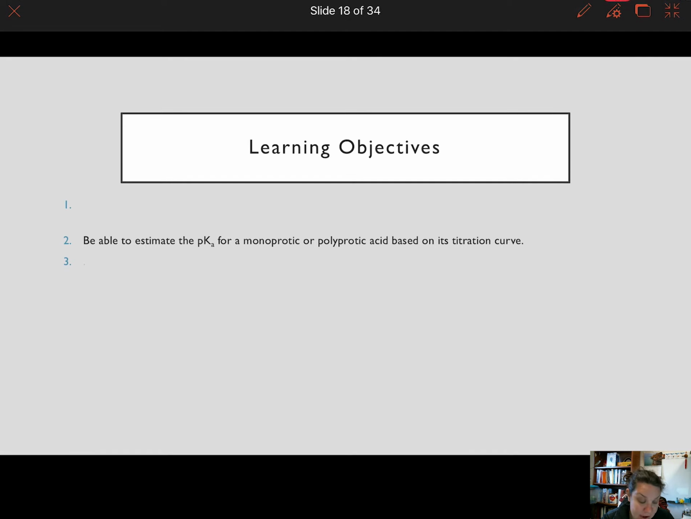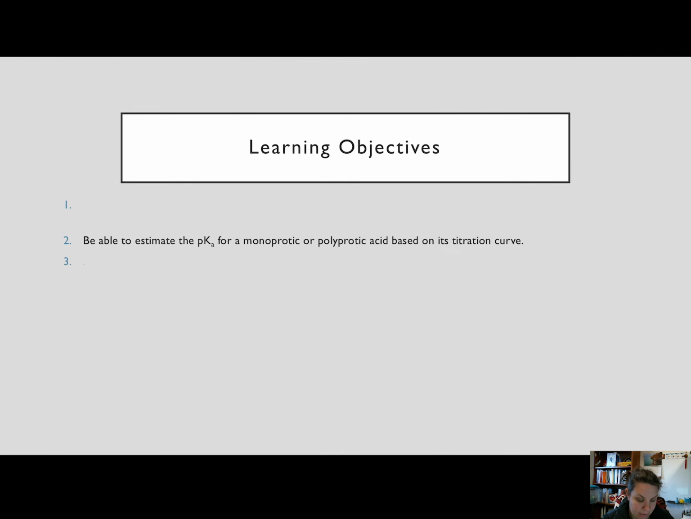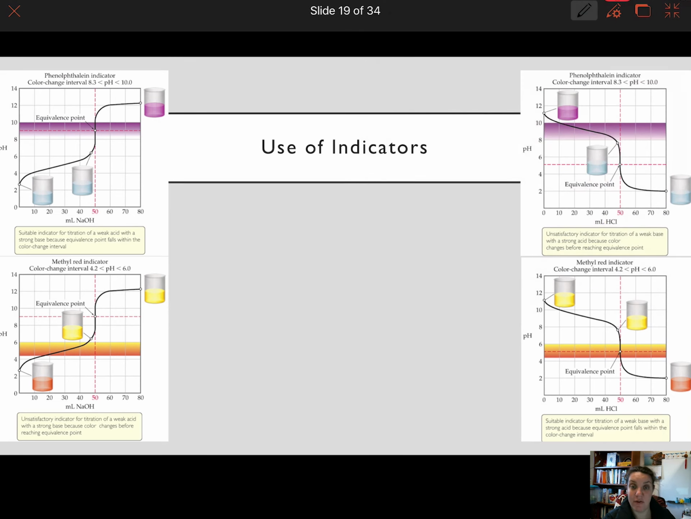Hello. In today's video we're going to be looking at pKa for monoprotic acids and polyprotic acids. We're also going to be looking at indicators, and that's what we're going to start out with. Indicators are used in order to visualize the equivalence point of a reaction.